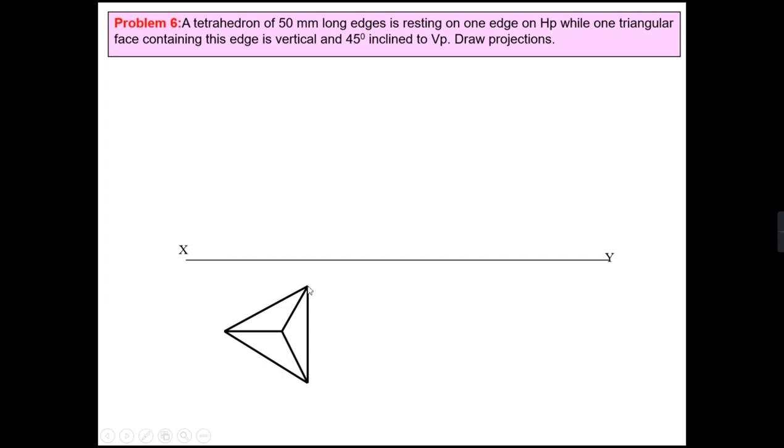After marking the center point, I will join the center point with the other two corners. So this will be your top view. After getting the top view, I will draw the vertical projection so that I will get the front view of the tetrahedron, right?